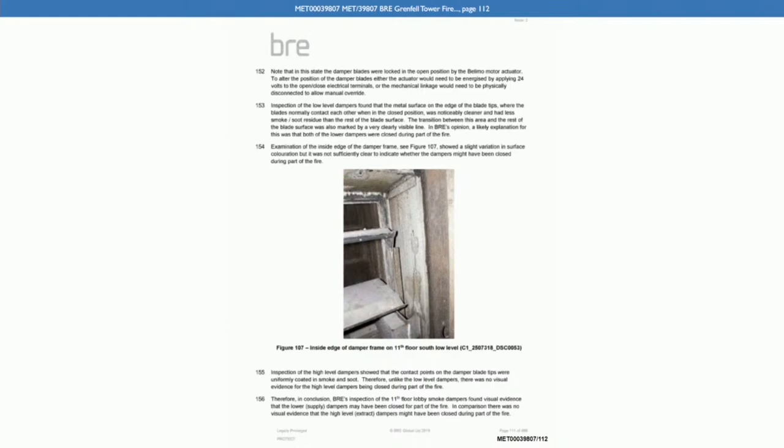They're saying there's this noticeably cleaner and less soot residue on the blade tips, yes, which might suggest that they were closed during part of the fire and then opened. That's the south side dampers. And then, still dealing with the south side dampers, they say examination of the inside edge of the damper frame, see figure 107, showed a slight variation in surface coloration, but it was not sufficiently clear to indicate whether the dampers might have been closed during part of the fire. So looking at the inside edge of the damper frame, there was a slight variation in surface coloration, but that wasn't sufficiently clear on the south dampers, yes? Yes, yeah.